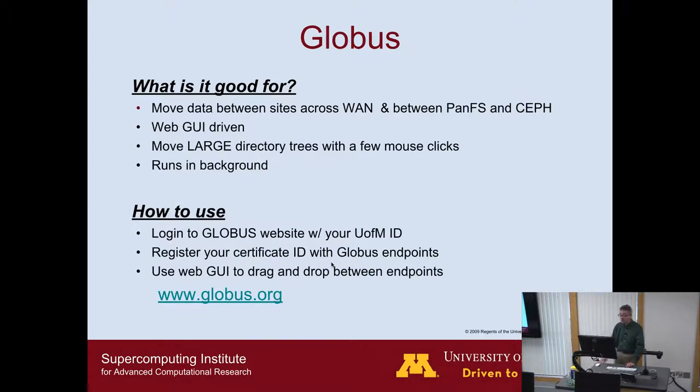Then there's Globus. Globus is one of the most powerful ways we have of moving data around, especially in bulk, in large volumes. It has all the semantics that I would want for moving large volumes of data. You can define a very large volume of data to be moved in a simple command, and then submit it basically to be run in the background. And so you don't need to stay logged in or attached while it's running.